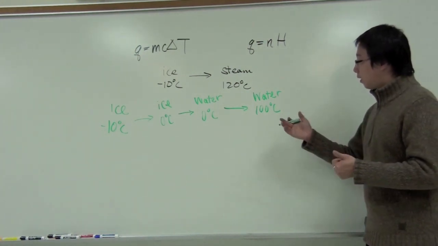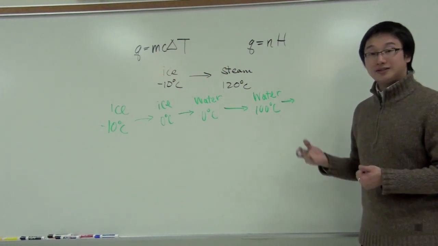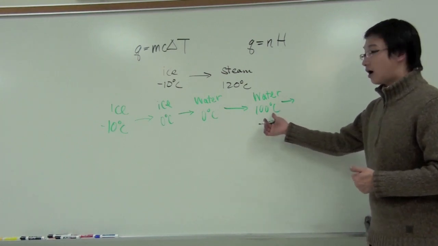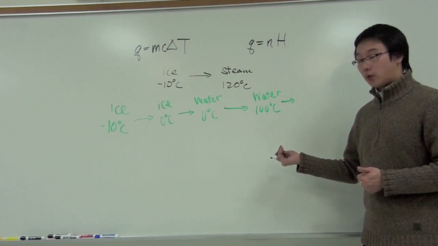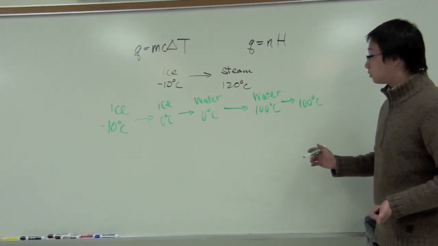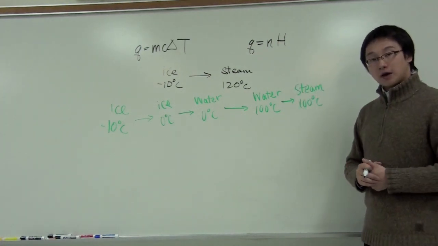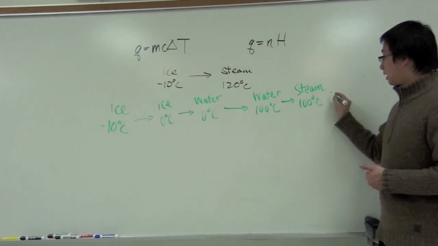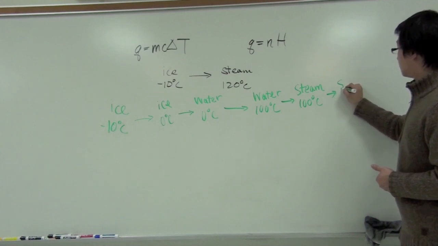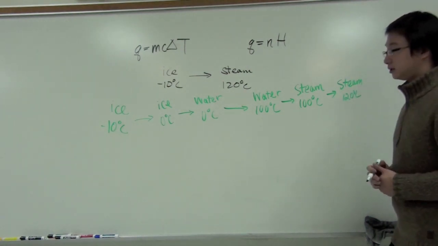And then, once the water is now at 100 degrees Celsius, we can change the state because it is now at the boiling point. So we don't expect to see a change in temperature, but we will see a change of state. Okay, it is now steam. And then for the last conversion, it will be steam at 120 degrees Celsius.